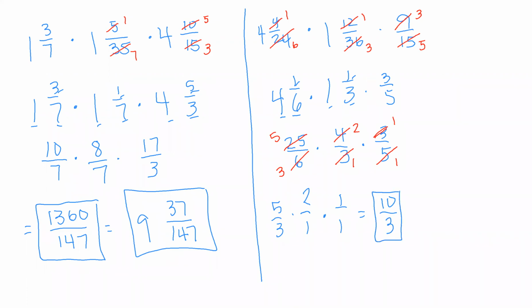Again, 10/3 is perfectly acceptable, but we did start with mixed numbers, so it would be normal to convert this to a mixed number. 3 will go into 10 3 times with 1 left over. And there you have it.